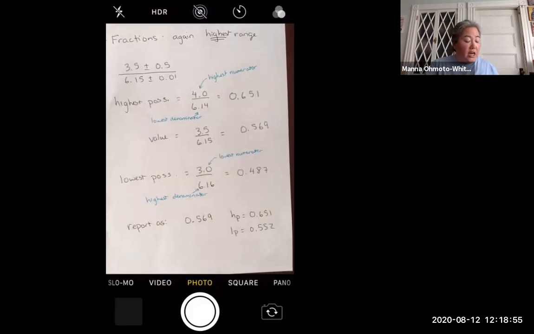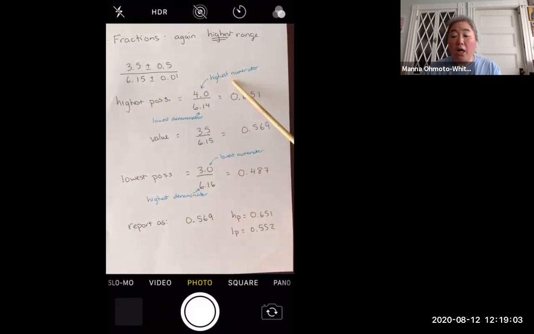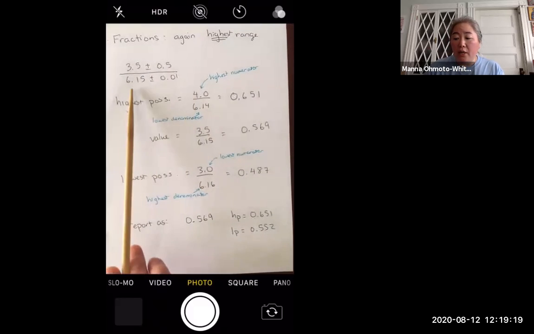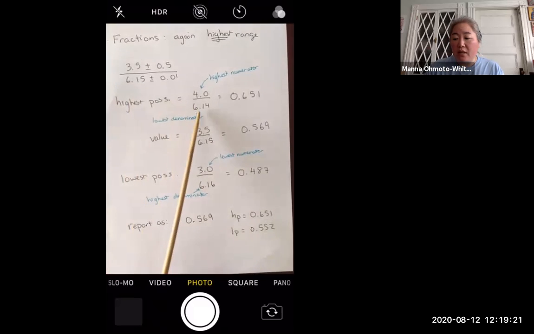If I'm looking at fractions, anything that's divided, again, I'm looking for the highest range. The highest possible value will be my highest possible numerator divided by my lowest possible denominator. Likewise, my lowest possible value will be my lowest numerator divided by my highest denominator. So my highest possible numerator is 3.5 plus 0.5, or 4. And my lowest possible denominator would be 6.15 minus 0.01. So 4.0 divided by 6.14 is 0.651. If I had no uncertainty, it would be 0.569.